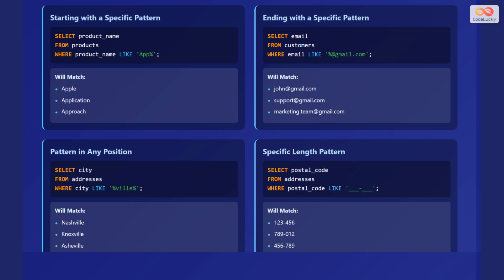To find postal codes that follow a specific length pattern, the query would be: select postal_code from addresses where postal_code like a pattern of underscores and a hyphen. This will match 123-456, 789-012, and 456-789.